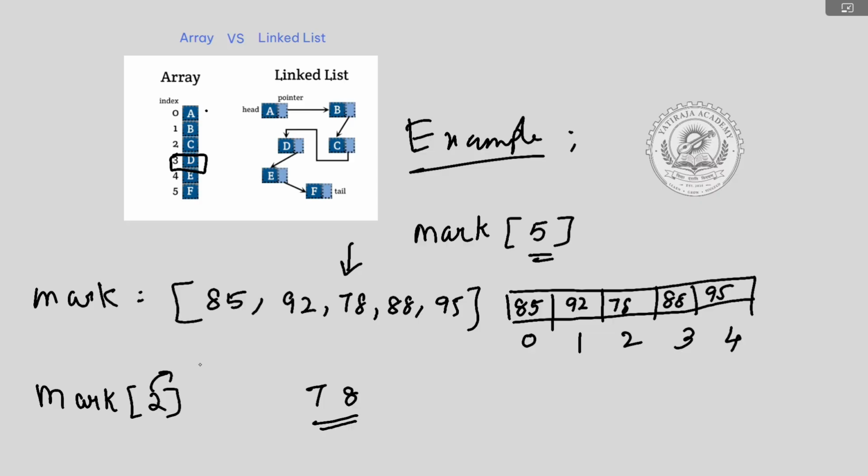So this is nothing but a unique index. To access the values, you need to call the index. Here you can see 78 is at index 2. To get 95, you call index 4. If you know the index value, you can directly call the value. This is called an array.